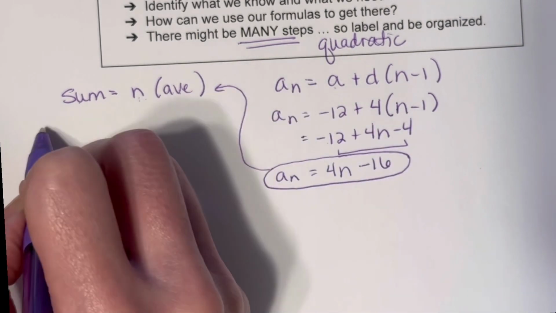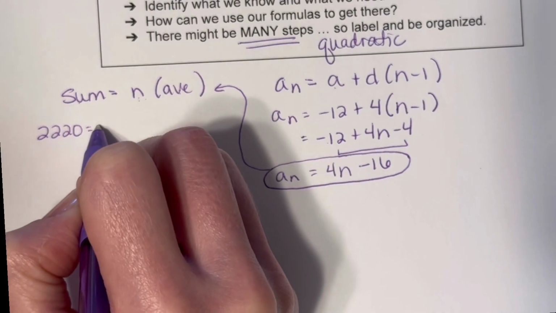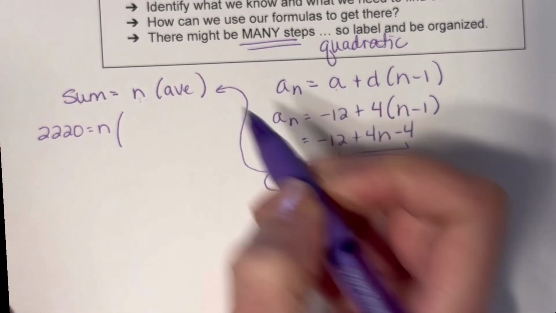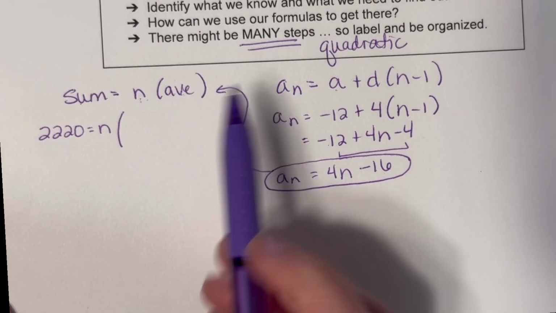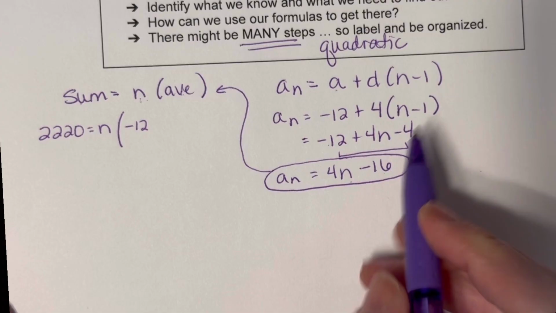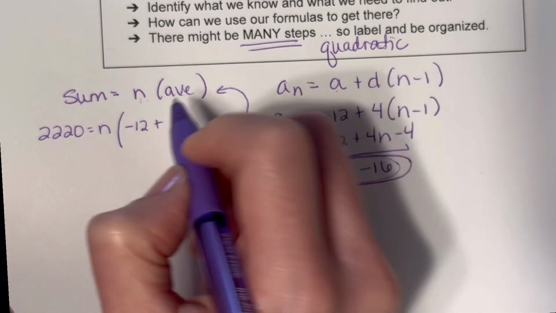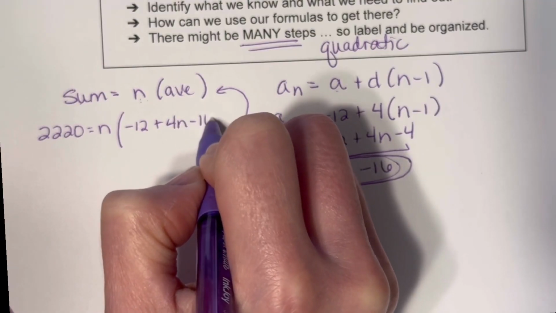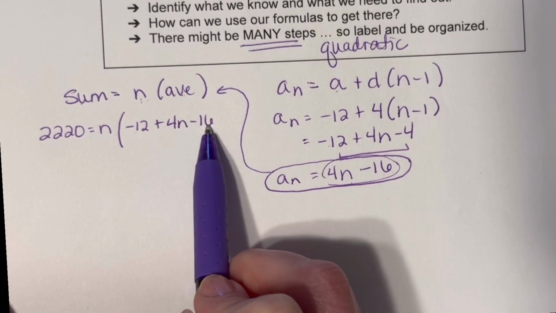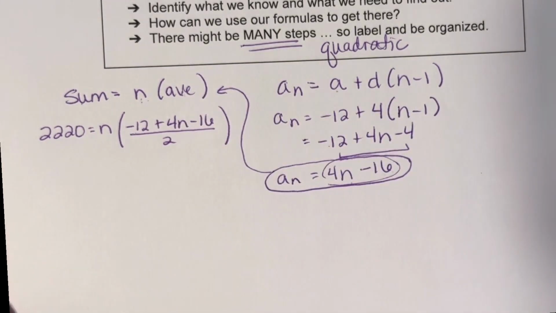My sum, which I know, that's 2,220, equals the number of terms, which I don't know, but my average is going to be my first term plus my last term, which is this, so plus 4n minus 16. That's my last term. So first term plus my last term, and average means we're dividing by 2.